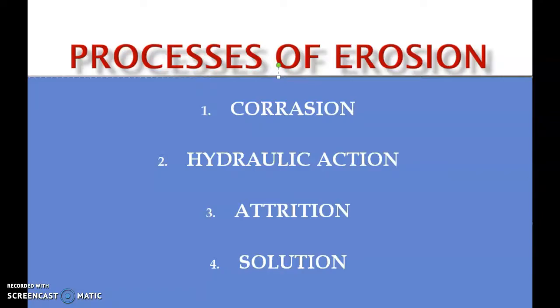All right, let's go quickly into the processes of river. Well, I shouldn't say river, but I should say generally the process of erosion. There are in fact four major processes of erosion. The abbreviation is said to be CHAS. C is in fact referring to corrosion.